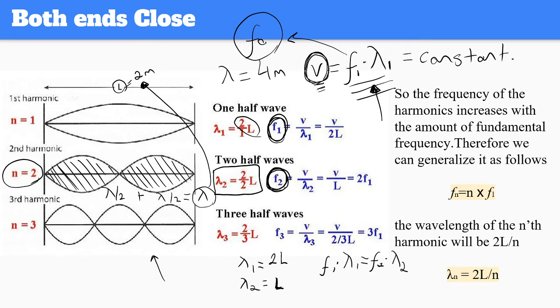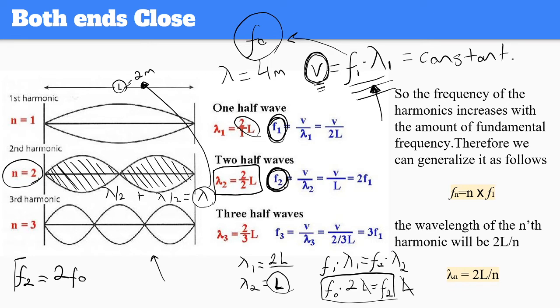So F1 is my fundamental frequency, F0. Lambda 1 is 2L. Then what is F2 going to be in this case? Lambda 2 in terms of L is just L, so the L's will cancel out. Then what do we have in this equation? We are seeing that F2 is actually equal to 2F0. Alright? So that's what we have in here.